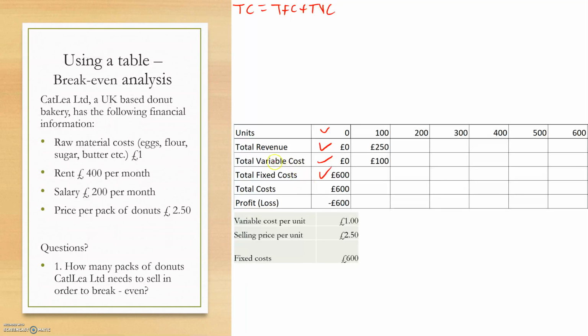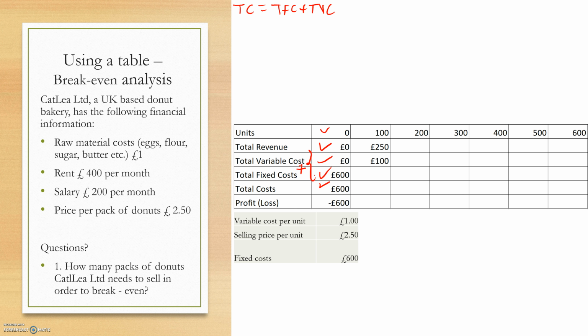And in this case, our total fixed cost is 600 here, and our total variable cost is 0. So we add these two, and that gives us 600 for our total cost. Now, the final thing that we need to establish here is what is the profit at 0 units? I think it's a no-brainer that if we are not selling any donuts at this time, we are obviously going to make a loss. So what is the loss?